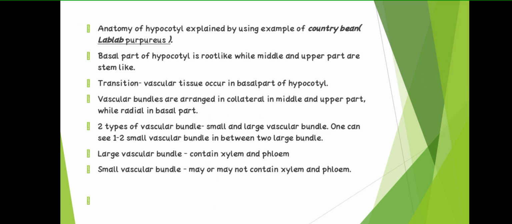Here we have explained the anatomy of the hypocotyl by using the examples country bean and cotton, and we can see the basal part of the hypocotyl as root-like and the upper part stem-like, and vascular bundles are collateral in the middle and upper part and radial in the basal part. Two types of vascular bundles are also seen, small and large, and the small ones are arranged in between two large bundles.